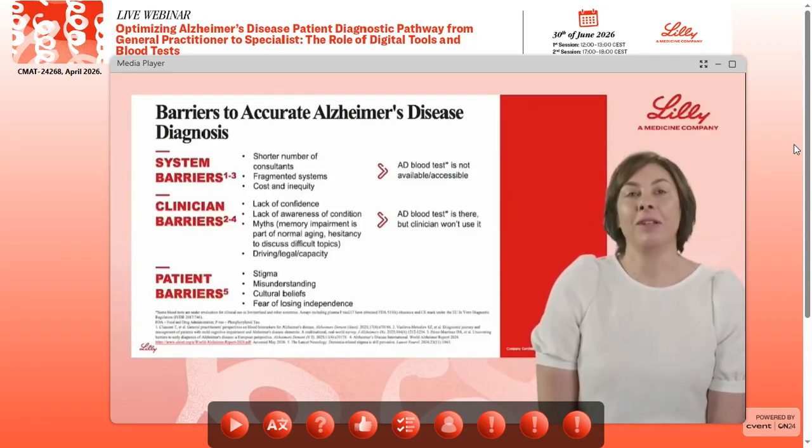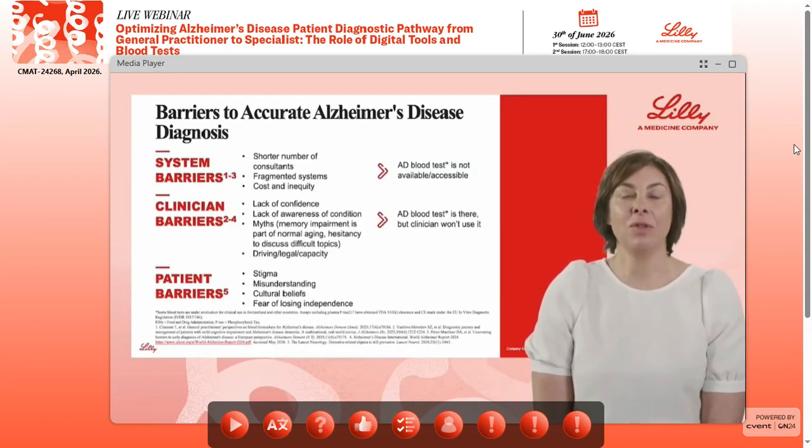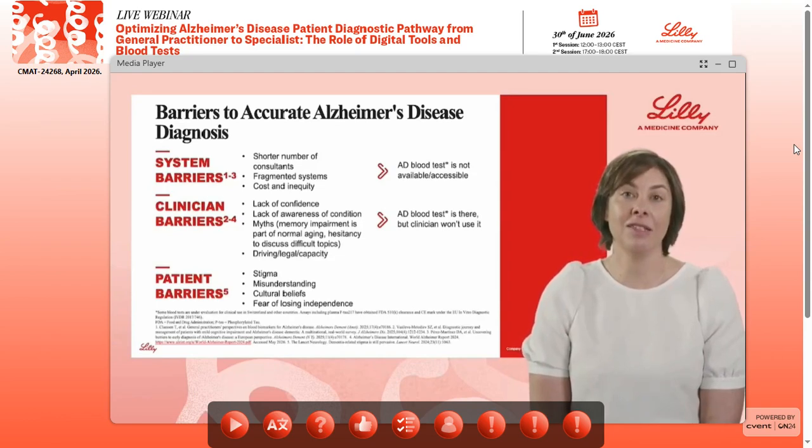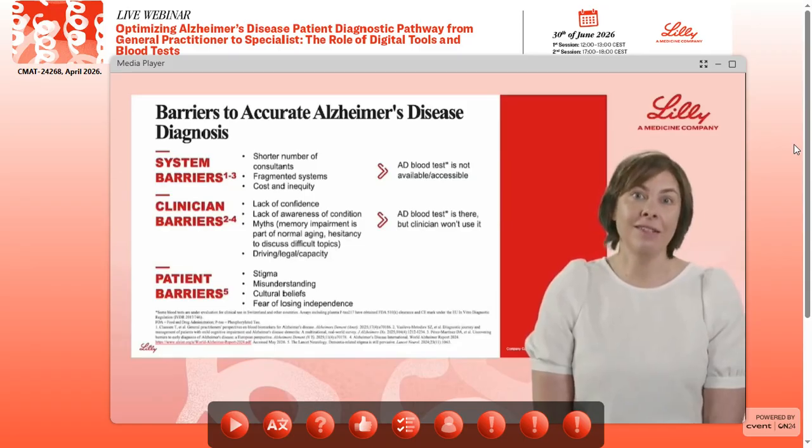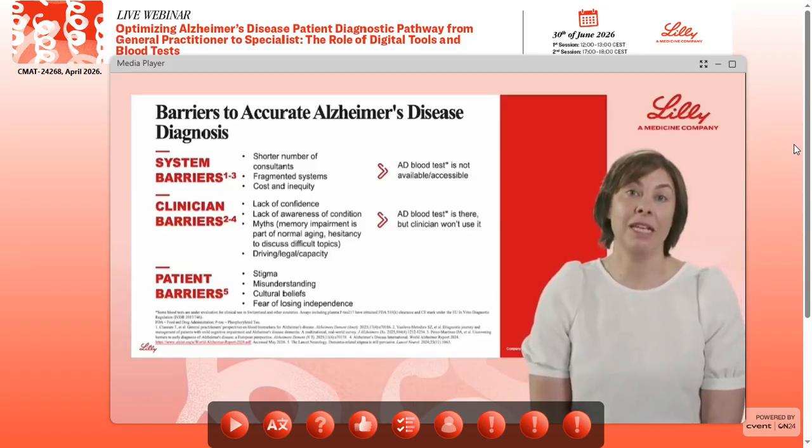So what are we talking about today? Well, the first thing to talk about is actually what are the barriers to making a diagnosis of Alzheimer's disease, and particularly thinking about this in primary care. We have a number of things that actually affect our ability to make a diagnosis, and this starts with really those systems barriers. So we know that in primary care there are shorter number of appointments, and these are often time limited. There can be fragmented systems which can actually affect the way that we refer into specialists.